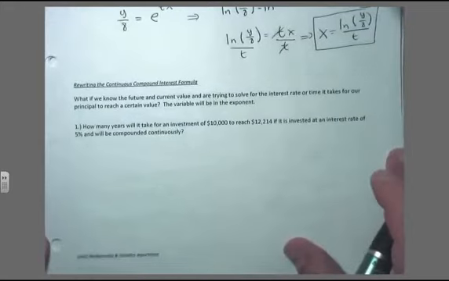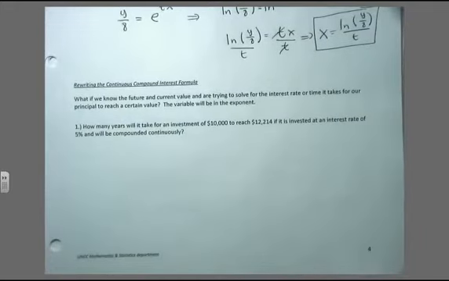All right? So, how can they mess you up? They're going to bring back some problems from your past. We know the future and current values, and we're trying to solve for the interest rate or the time it takes for our principal to reach a certain value. The variable will be in the exponent. So, take a look at this guy.